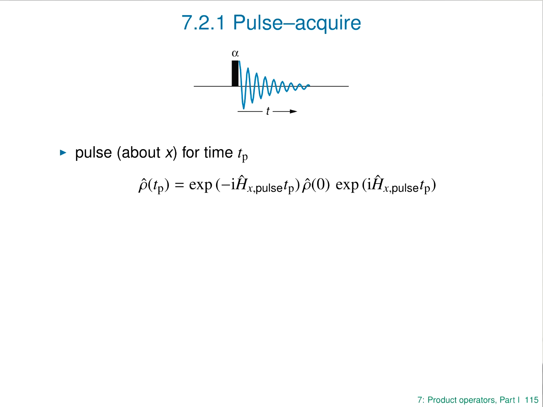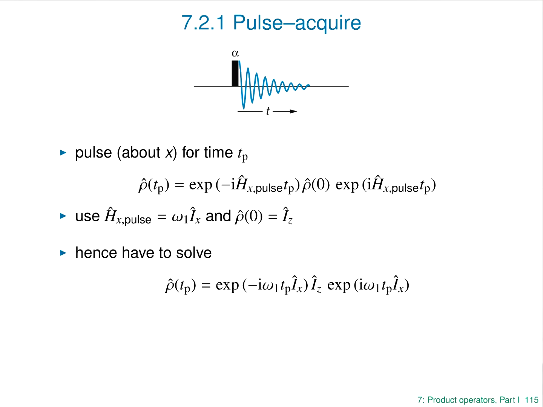So, first of all, we've got to work out the effect of the pulse, and I'm going to imagine that the pulse lasts for a time Tp, and I've got the Hamiltonian for the pulse, which is the one along the x-axis. So we know what the Hamiltonian is. It's omega 1 Ix. That's the Hamiltonian for a pulse. And we know what the starting density operator is. That's just Iz. That's equilibrium magnetization. So if I plop that into that equation, I get the following. So I get e to the i omega 1 Tp Ix, and then I get my Iz.